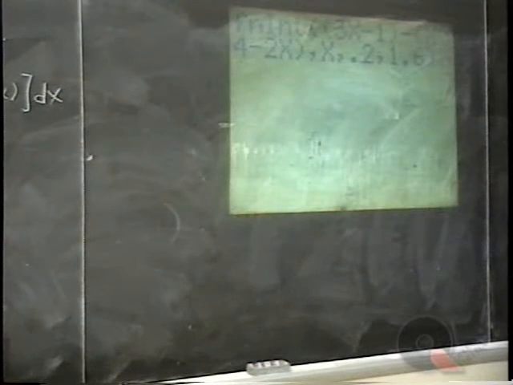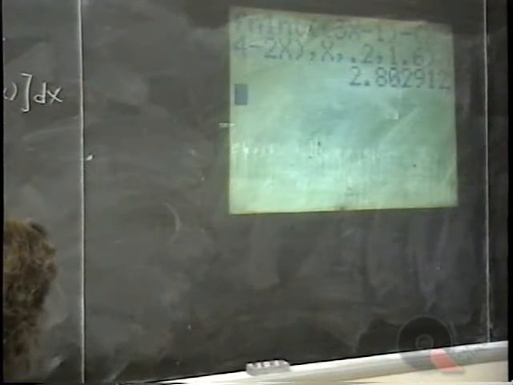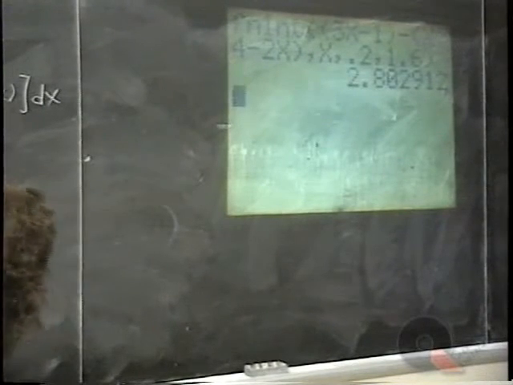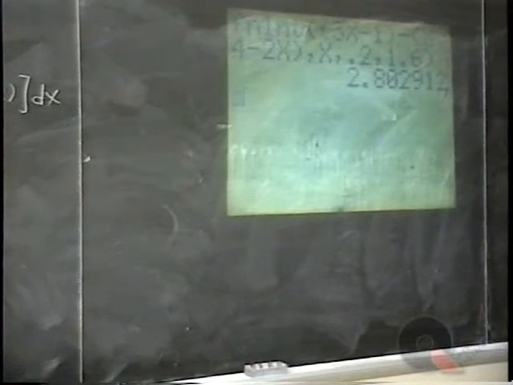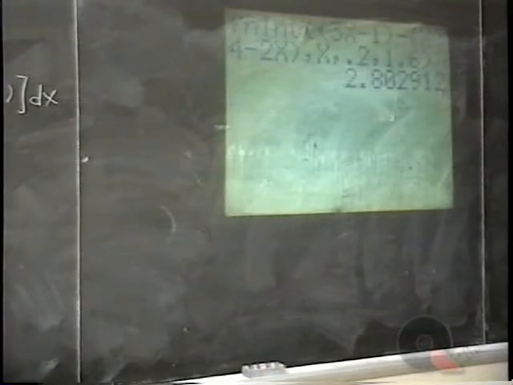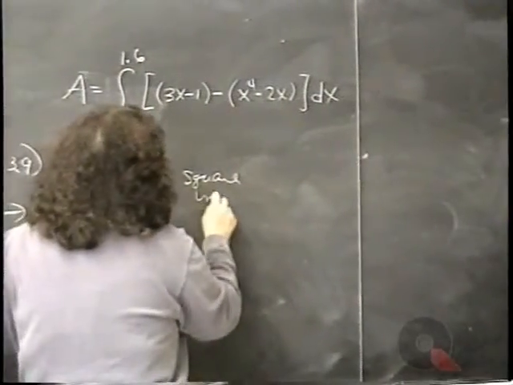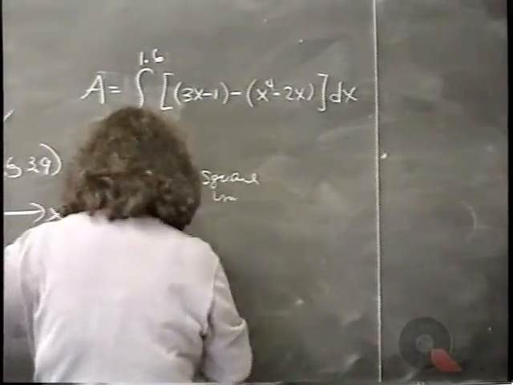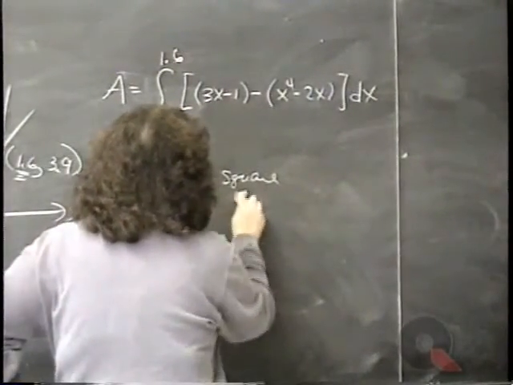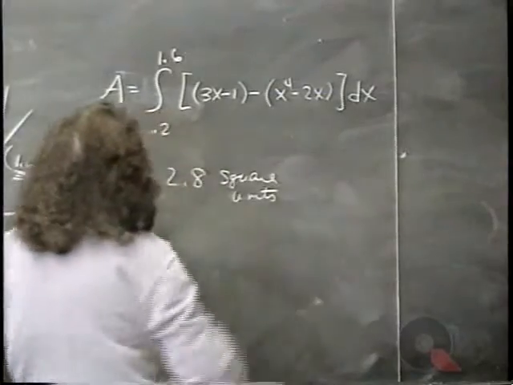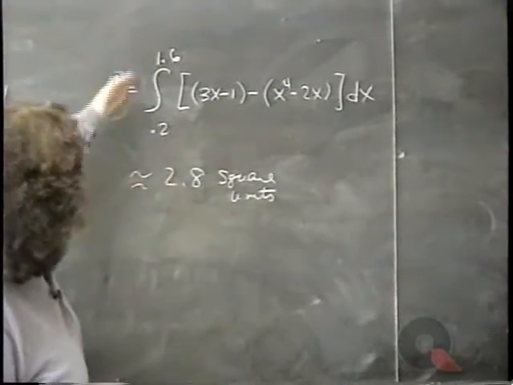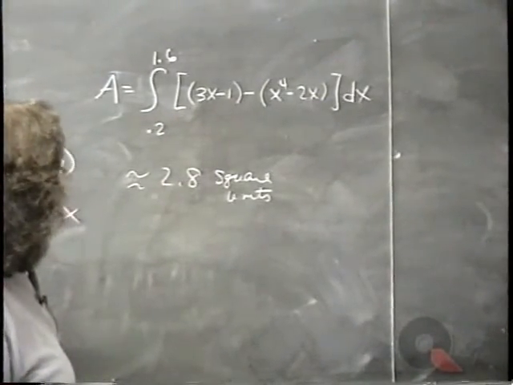and we get about 2.803, or approximately 2.8 square units. We are only taking the points of intersection to the nearest tenth, so let's not pretend that this has any big degree of accuracy. So about 2.8 square units.